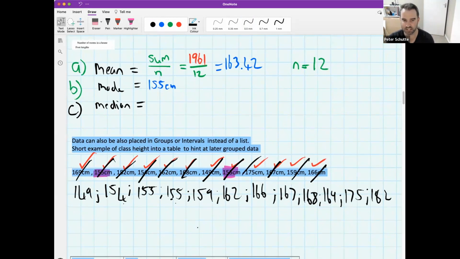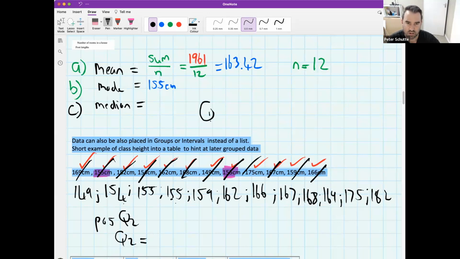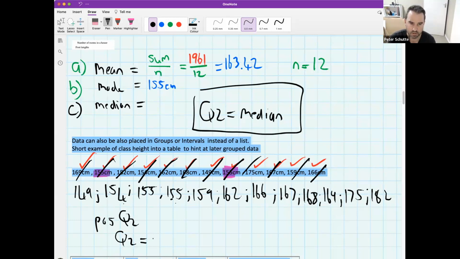Find me the median now. And what I do is whenever I find the median, I use a position calculation first, and then I find the value. I'm using the notation Q2 to be the median. And I'll explain that later in the lesson.